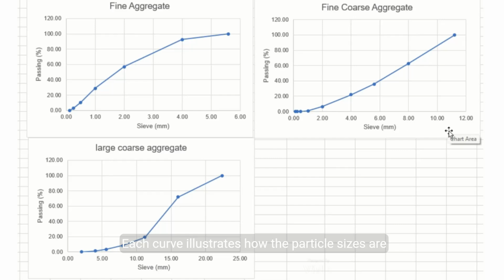Each curve illustrates how the particle sizes are distributed across the sieves. The smooth upward trends indicate a well-graded distribution for each type, with the fine aggregate showing a steeper rise due to smaller particles, while the coarse aggregates rise more gradually as larger particles dominate.